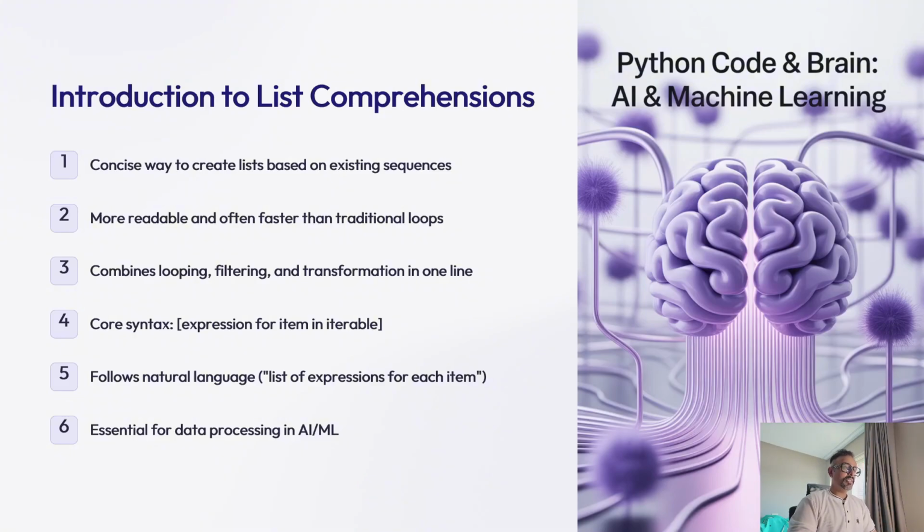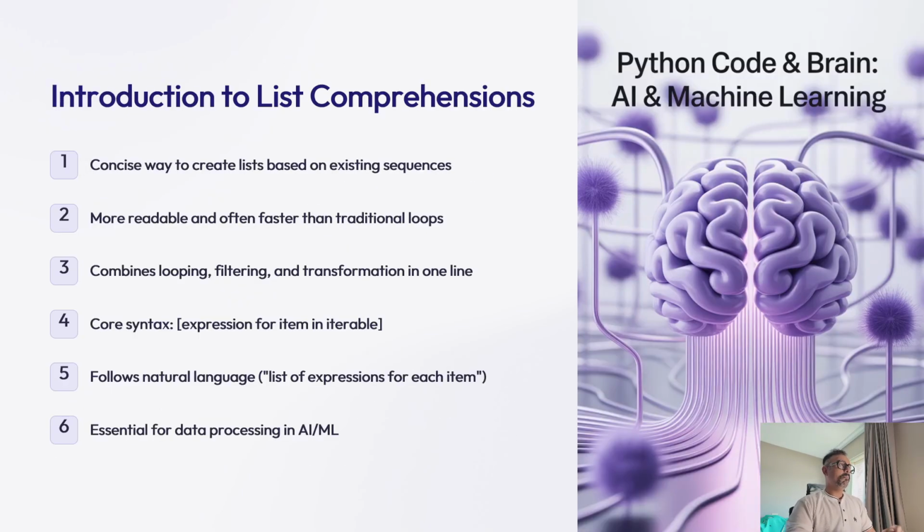So list comprehensions are a concise and powerful way to create lists in Python. They combine the operation of looping, filtering, and transforming items into a single line of code. What might take 3 to 4 lines with the traditional loop that we have seen in our previous video can often be expressed in one elegant line with the list comprehension. Trust me, it's magic. The basic syntax follows a natural language pattern: a list of expressions for each item in an iterable. In machine learning, where data transformation is constantly needed, list comprehensions can make your code more readable and maintainable.